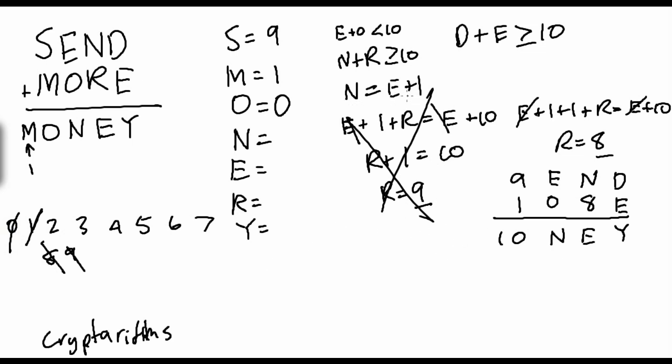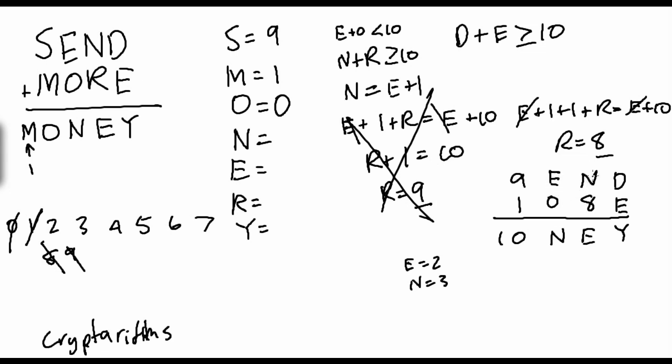So N equals E plus 1, right? And the numbers we have available are 2 through 7. If N equals E plus 1, then N has to be 3 or greater, and E has to be 2 or greater. So let's start with E equals 2. So E equals 2, N equals 3. And just looking at this, if E is 2, N is 3, so carry over 1.